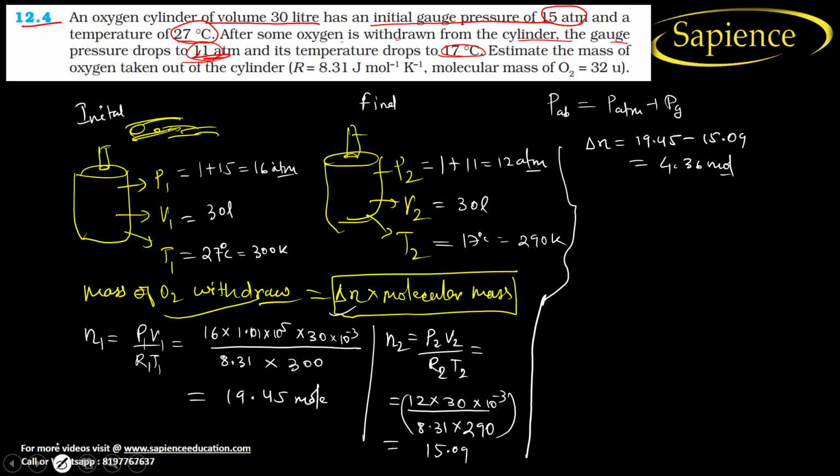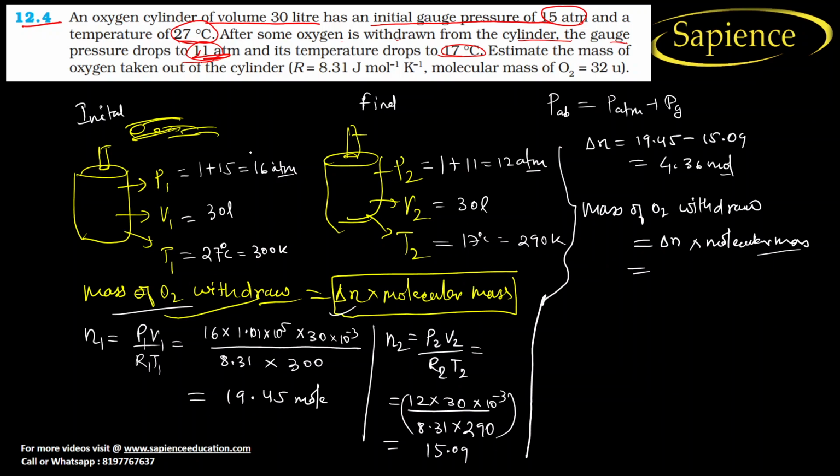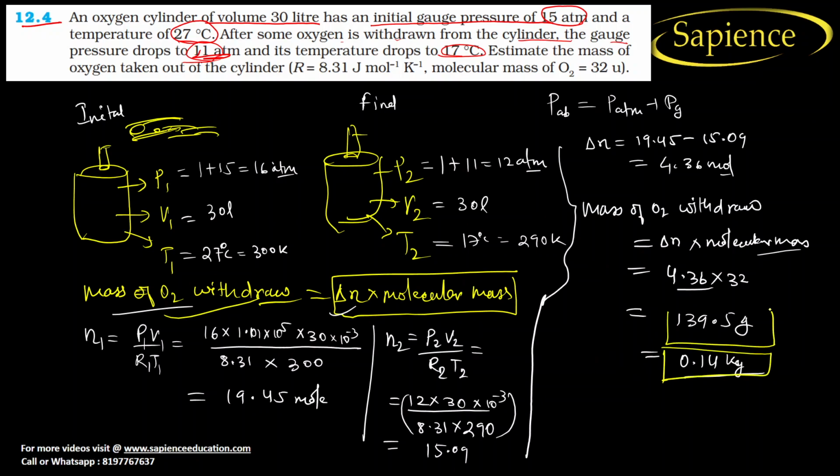Now we can find out the mass of the oxygen withdrawn. So the mass of O2 withdrawn is equal to the change in number of moles into molecular mass. Why am I writing change in moles? Because this amount of moles has been expelled or withdrawn only. So the number of moles is 4.36 into molecular mass, which is 32 gram. So finally we will get 139.5 gram. We can also write 0.14 kg of the oxygen gas is expelled or withdrawn. So finally our answer is this or this. We can use both. As per the question, we have done this. I hope you have understood this.